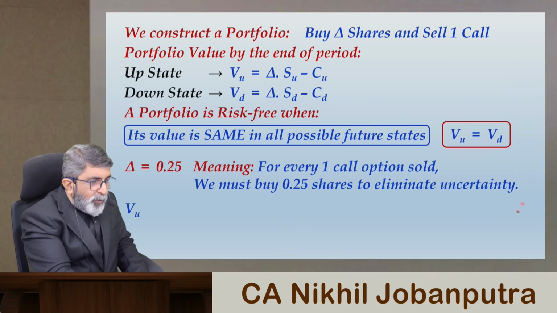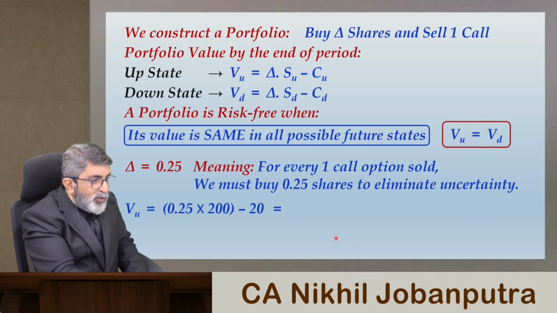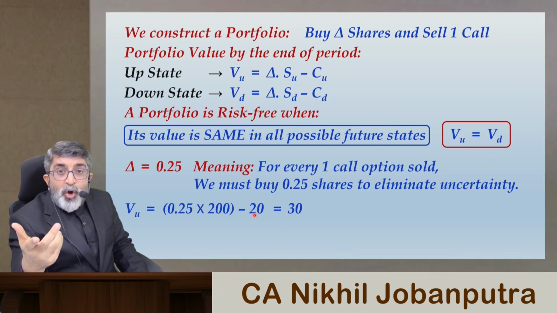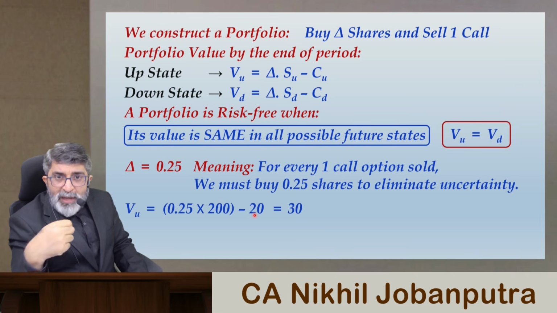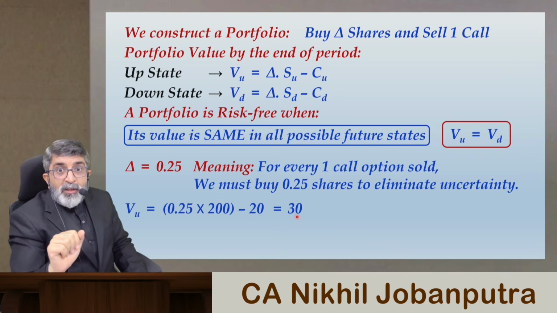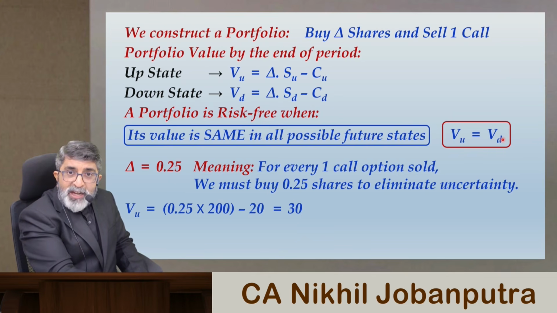So from your portfolio, whatever asset value you have, the price of the share is going to be 200, but you have 0.25 share. So 0.25 into 200 will give you $50, but from that $20 will be taken away, because the call is in the money and you are the writer of the call. You will have to pay $20. So the value of the portfolio in your hand will be $30. Now we want to establish this, right? VU should be equal to VD.